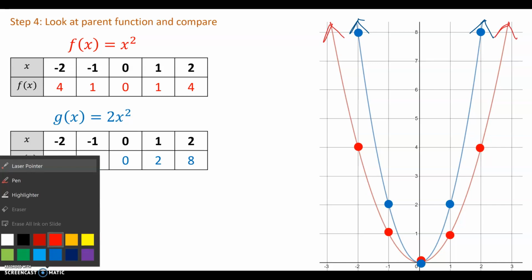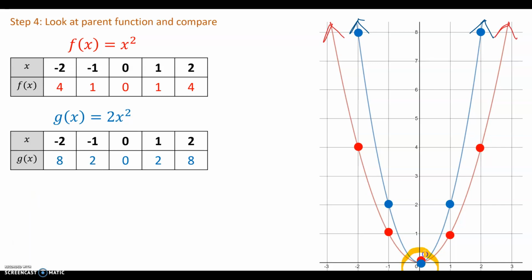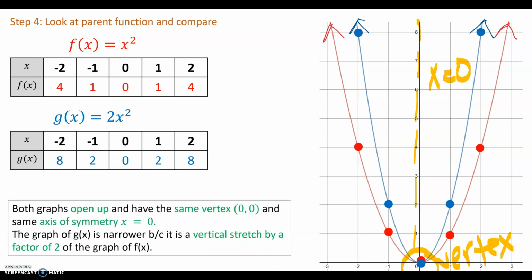Well, if you look at this, your vertex is the same. You have the same axis of symmetry, and it opens up. So the only difference is that it either shrunk or it stretched. So here is what I would like you to write. So both graphs open up, and they have the same vertex, 0, 0, and the same axis of symmetry. Give me the equation of x equals 0.